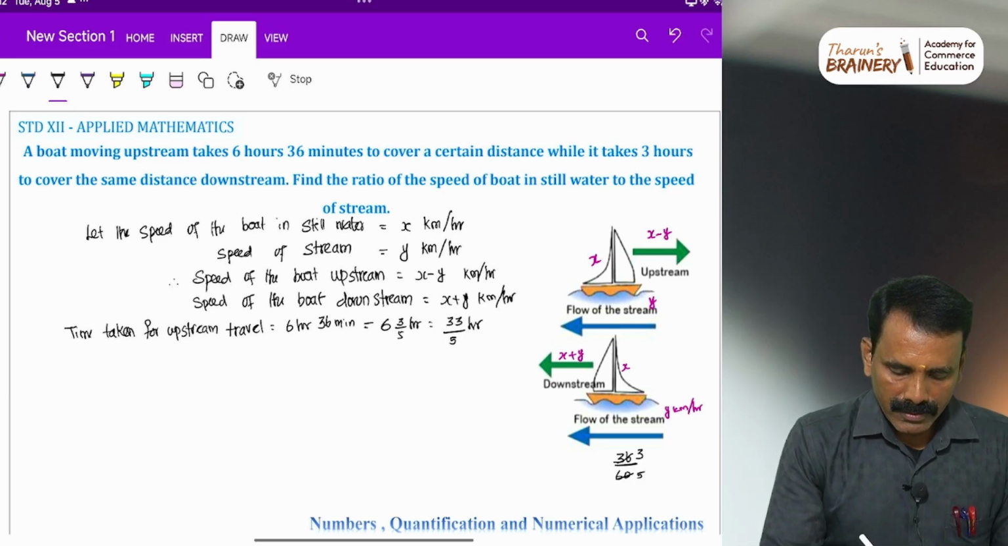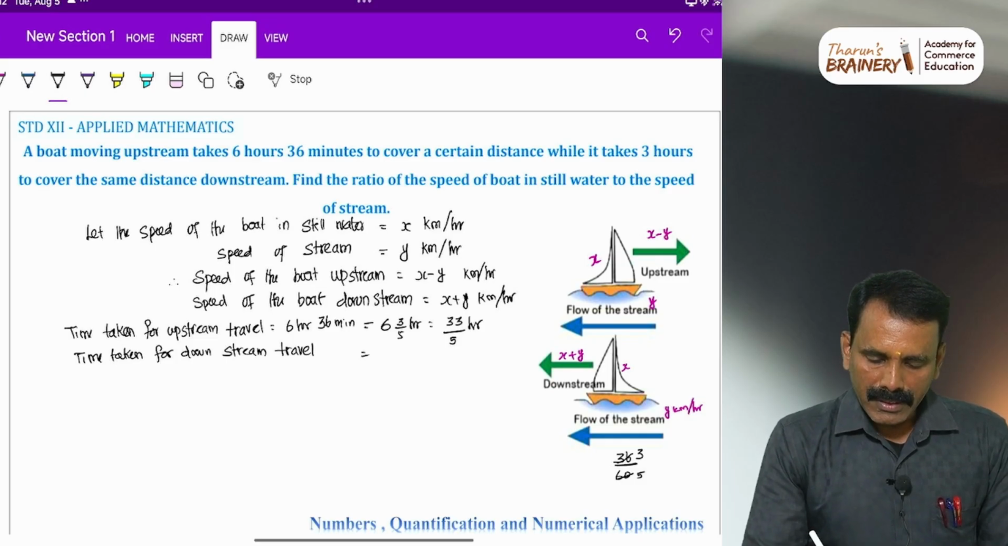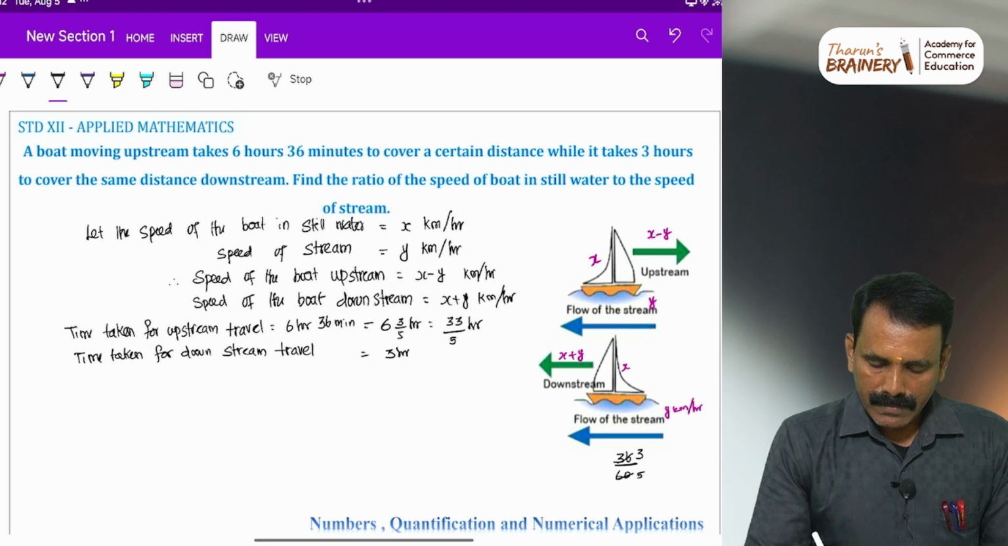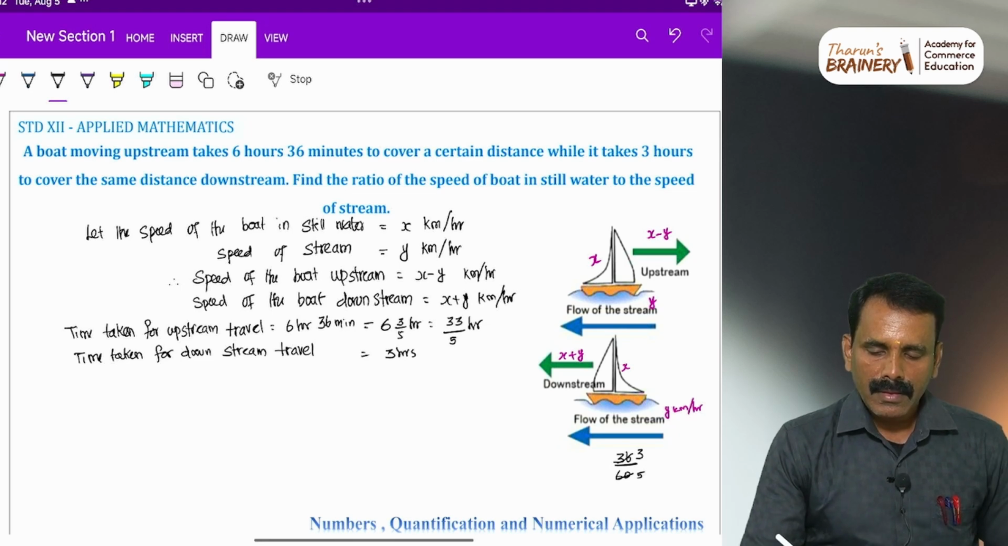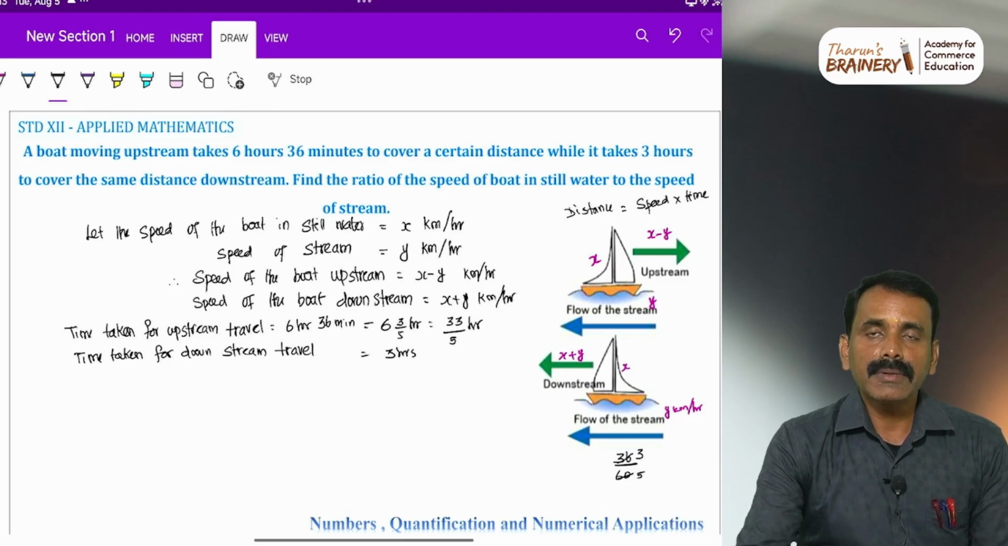And time taken for downstream travel is given to be 3 hours. And we very well know that distance traveled is nothing but speed into time, or in other words, it can be written as time into speed.